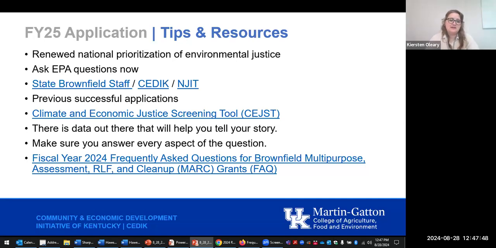And then these are the FAQs for the fiscal year 24 grants. When the new guidance comes out, make sure that you're referencing the most current versions for everything when you're developing your application. But this will give you a little bit more insight. It's a very lengthy document, but you can just Control F for what you're looking for or what you have questions about.